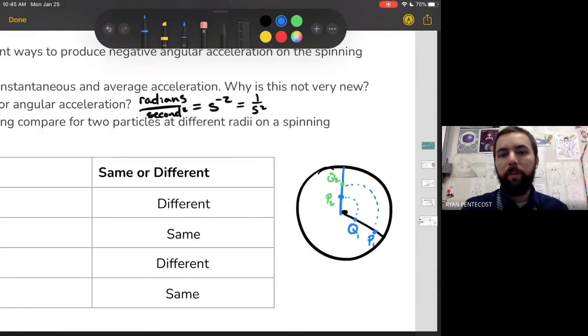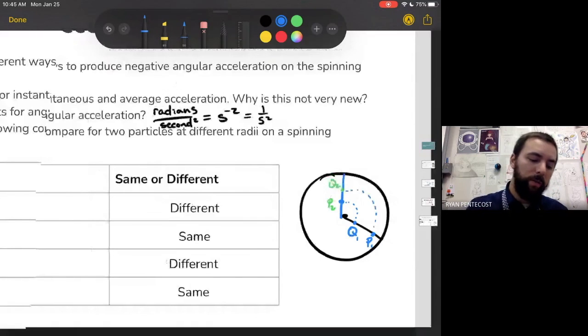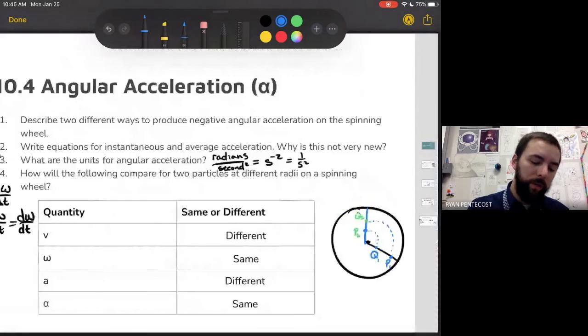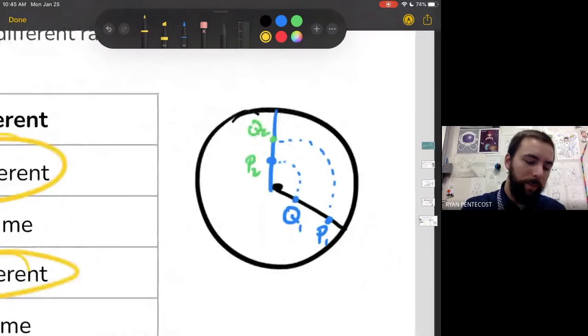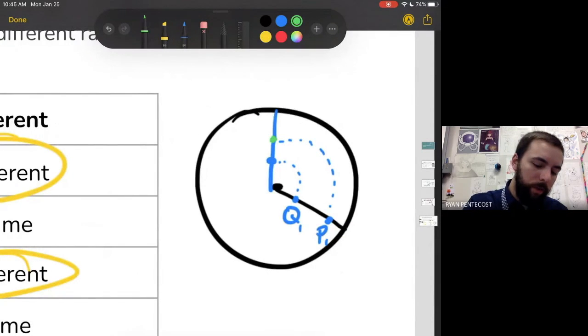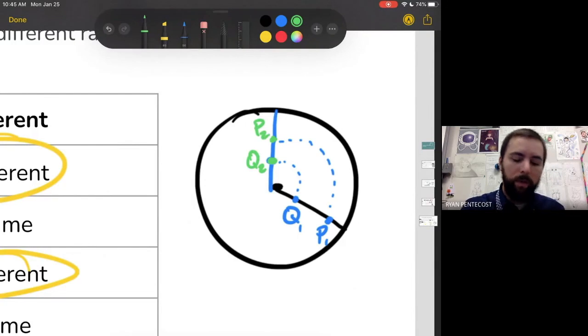Usually I've got slide transitions and everything, so this is usually much cleaner, and you can't see the answer already. But if you can see here, linear velocity and linear acceleration, that's going to be different for each of these. Now, if you look here, that Q, oh, I flipped the P's and the Q's. That's embarrassing. So the Q is closer to the center. Right? It's closer to the center of the circle than P.